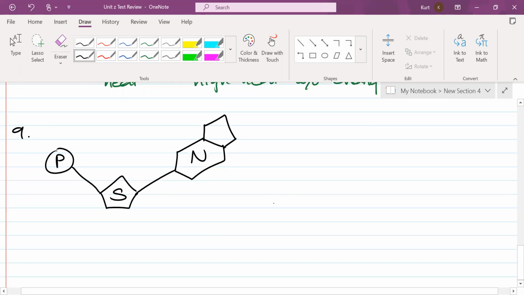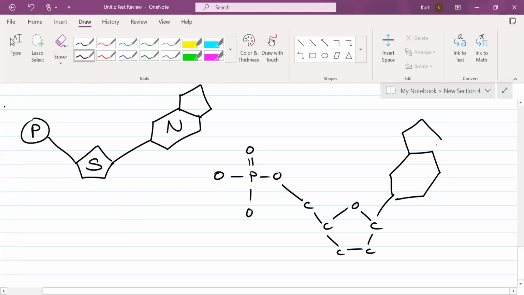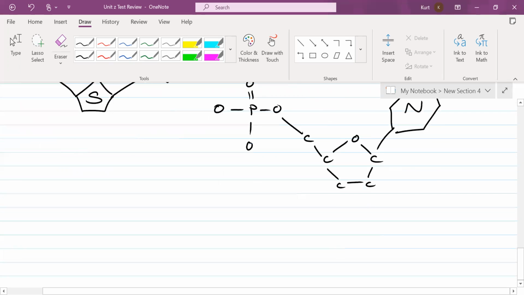Now, here's the more sophisticated way to draw it. Either answer will be acceptable. There's the phosphate group. There's the pentose sugar. There's the nitrogenous base. Are there any questions with number 9? Okay, number 10.